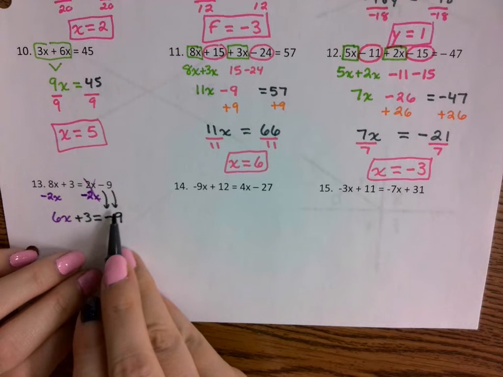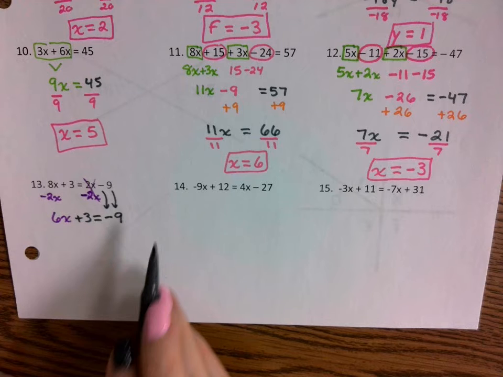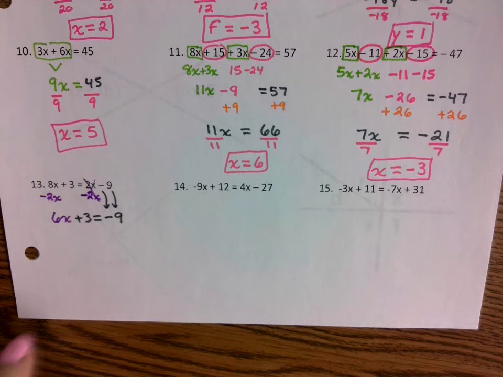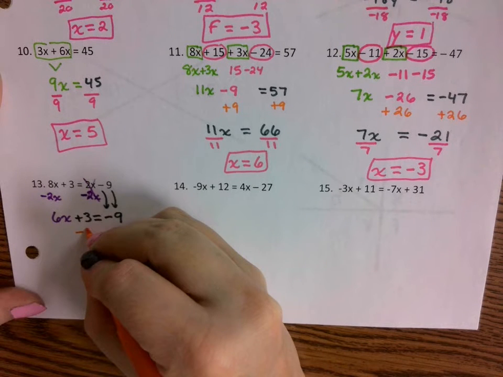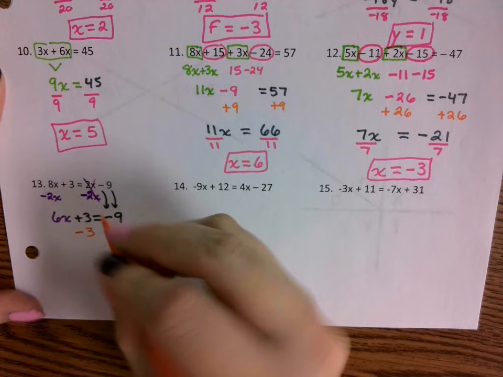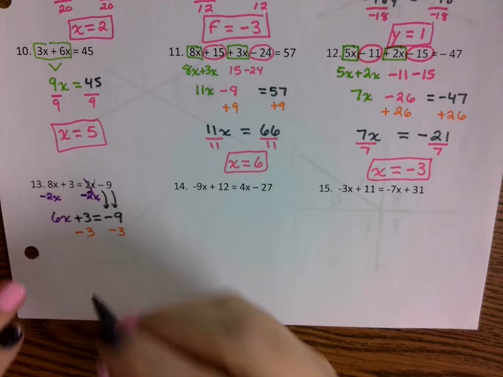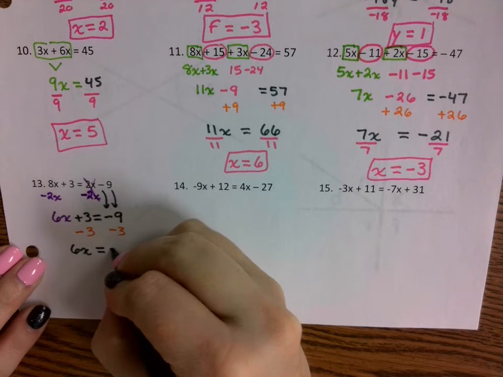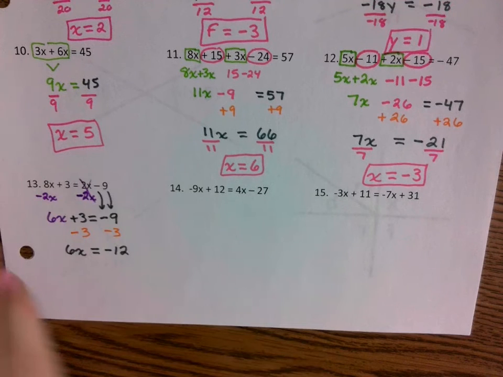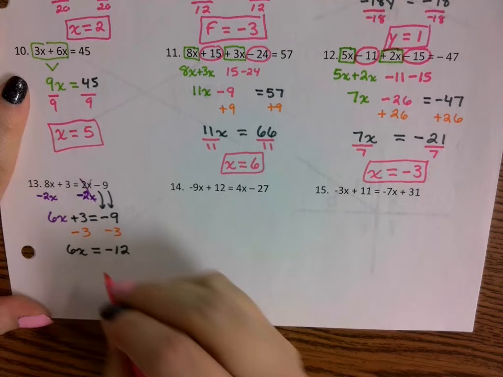Okay, from here, we can then just solve the two-step equation. We're going to subtract 3 from both sides. That's going to give us 6x is now equal to negative 12. And then we'll divide both sides by 6. X is equal to negative 2.